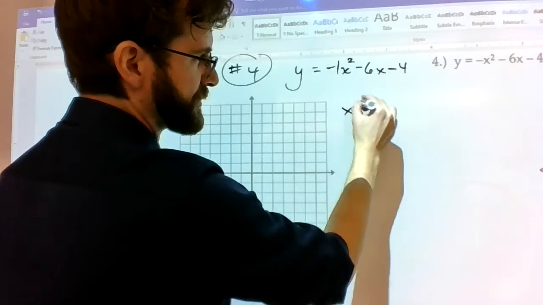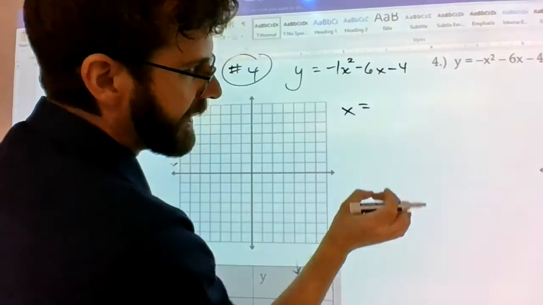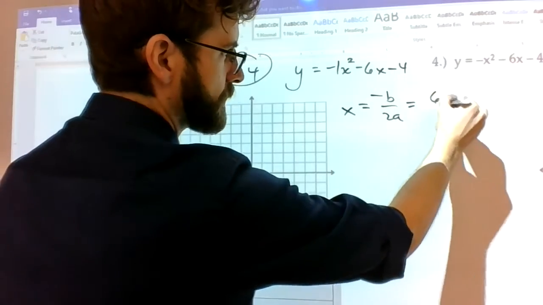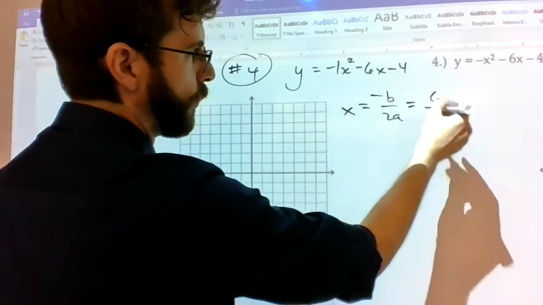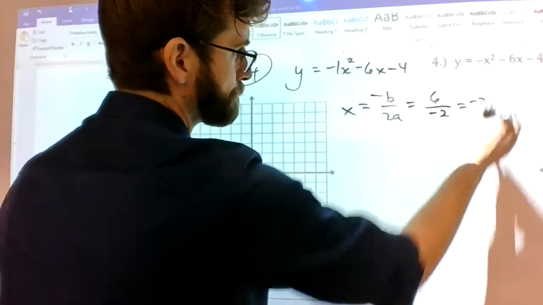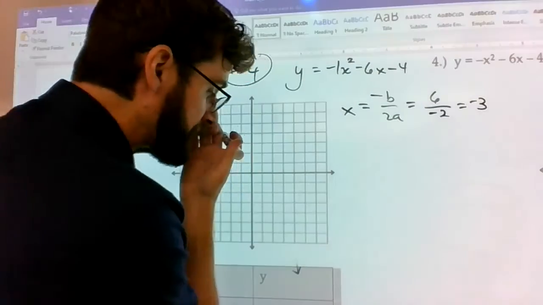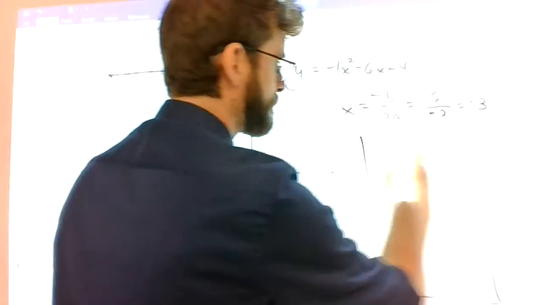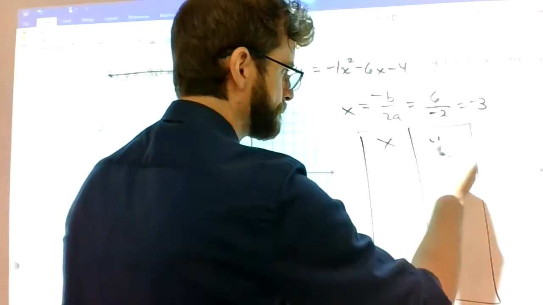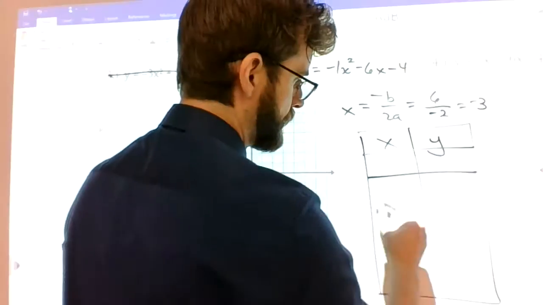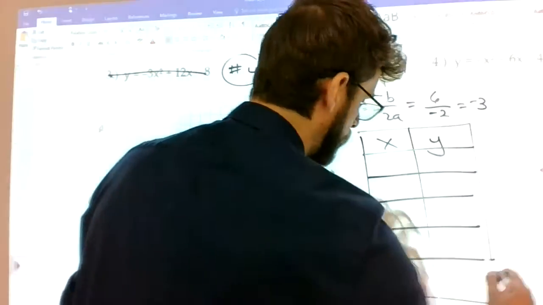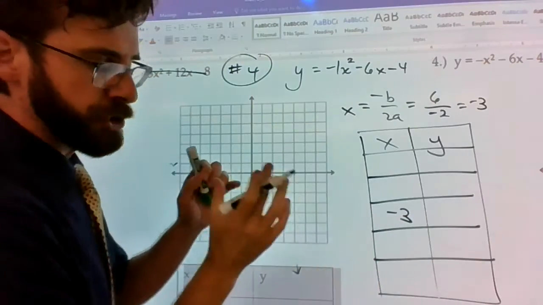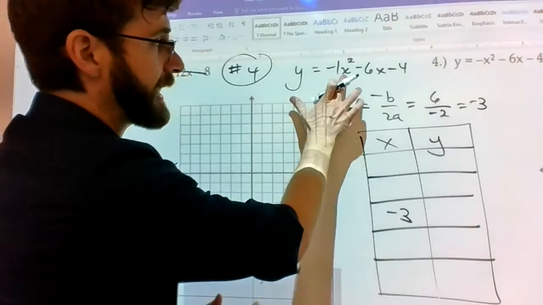Okay, so my axis of symmetry is negative b over 2a. A negative negative makes a positive, and then it'll be 2 times negative 1. Okay, so you got negative 3 right there. So that will be the middle of our table, the starting point. The middle is going to be negative 3 to start with. Just remember, plug that negative 3 back in for x's.